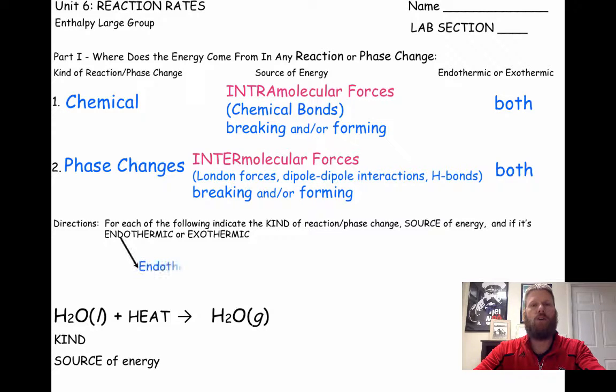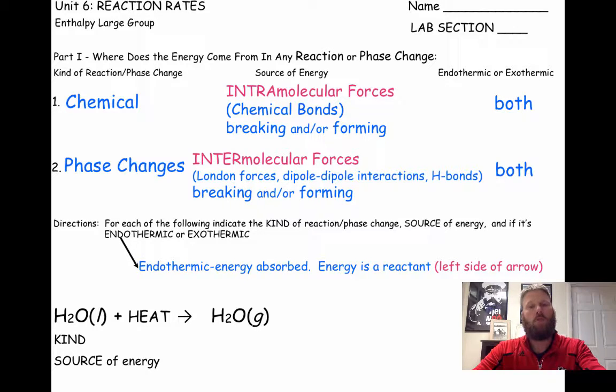The term endothermic means energy is absorbed from the surroundings. The prefix endo refers to energy flowing in to the system. Thermic simply refers to heat energy. Endothermic means a flow of heat in to the system. If a chemical process is endothermic, then energy is a reactant. In other words, energy will be on the left side of the arrow in a chemical equation.